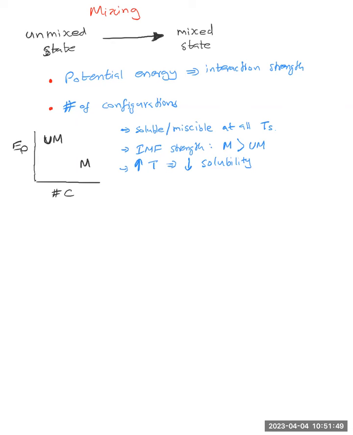And then let's do another one. Let's do the other obvious thing. Let's say that we have this situation, configurations. So say that we have the mixed state over here and the unmixed state over here. Now, if you have this situation where the mixed state has a higher potential energy and a lower number of configurations compared to the unmixed state, the unmixed state is always favored.